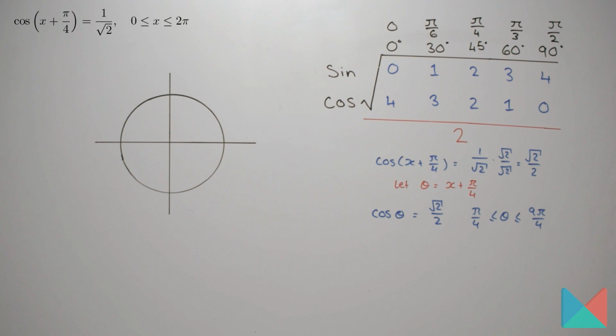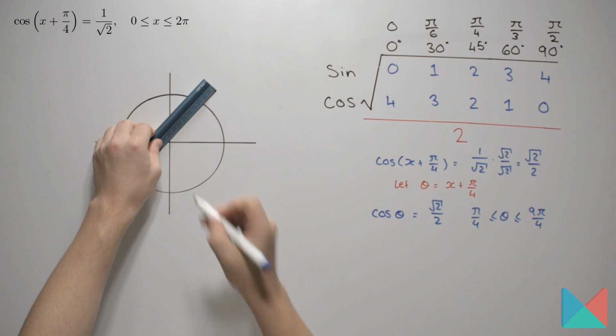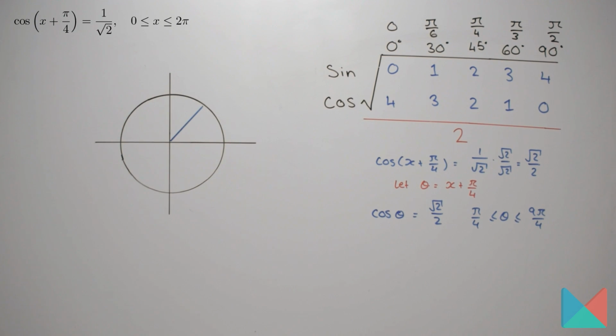The first step after drawing the unit circle is always to fill in your domain. Our domain in this question is between pi on 4 and 9 pi on 4 radians. So first we're going to fill in an angle of pi on 4 radians, which is going to be about here, something like this. And we're going to draw in our domain.